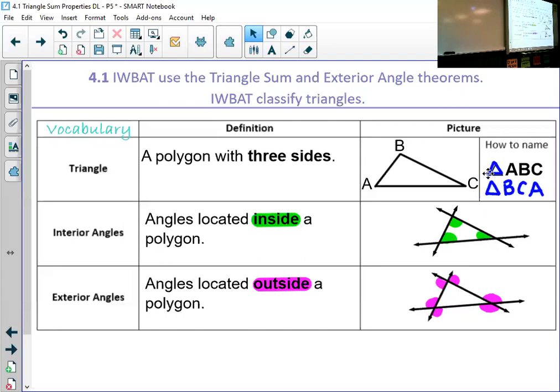All right, interior angles. Interior means on the inside. So we have 3 angles on the inside of a triangle. Those are the ones highlighted in green. Exterior angles are on the outside. Notice we have more exterior angles to deal with. And we're going to be talking about the exterior angle theorem today. So we have to know what we're talking about when we say exterior angles. It does not include the angles that are vertical angles to the interior angles, but all the rest of them.